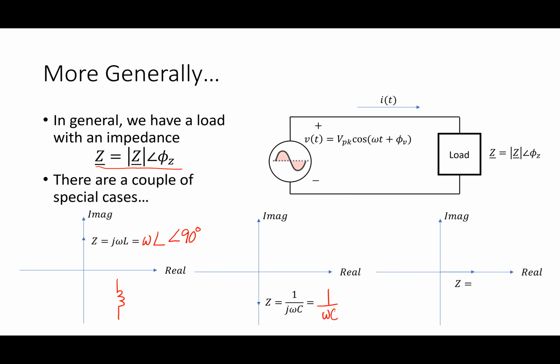So 1 over omega C, what's the angle on that guy? Angle is negative 90. What about for a resistor? What's the angle on that? Yeah, that guy's angle is 0 degrees. So those are our basic building blocks, but most of the time our impedances are not just an inductor, just a resistor, or just a capacitor. It's a combination, right? We're going to deal with those combinations, but I first want to think through what happens if I have an inductor.